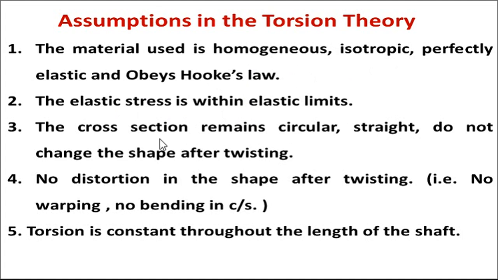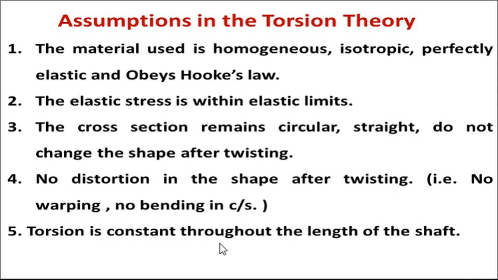The cross section remains circular, straight and does not change shape after twisting. No distortion in shape after twisting. Distortion means change in shape and size, angular distortion. So there is no change in shape and size. It means there is no warping, no bending in the cross section. And the last one is that torsion is constant throughout the length of the shaft.